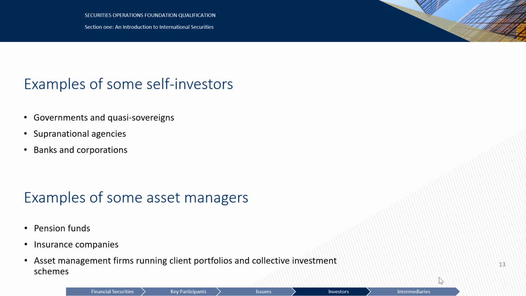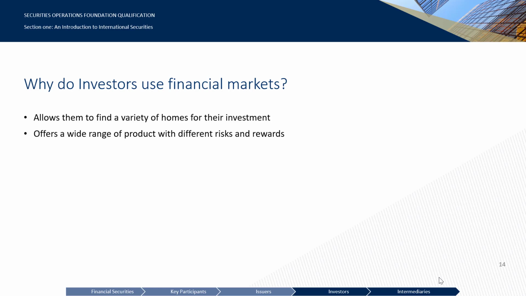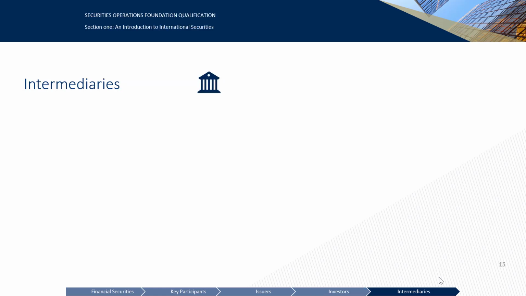To give a sense of the size of this market, the biggest asset management company is BlackRock, with more than $6 trillion under management. Of course, we need to ask why investors use financial markets, and the biggest reason is variety. Think about the different issuers we've identified, and we start to get a sense of the variety of homes for their money. We also have a wide range of products, all with different risks and returns. So from this, we can see how they can build up diversified portfolios.